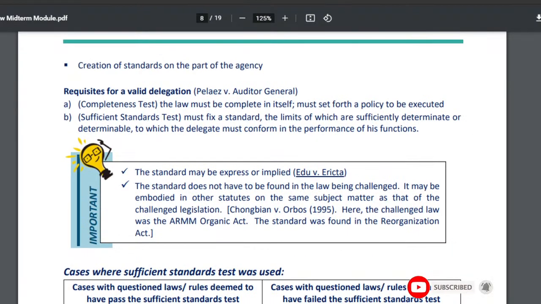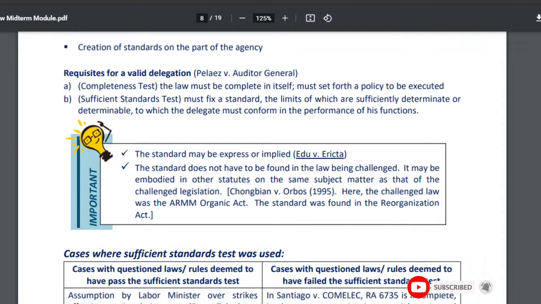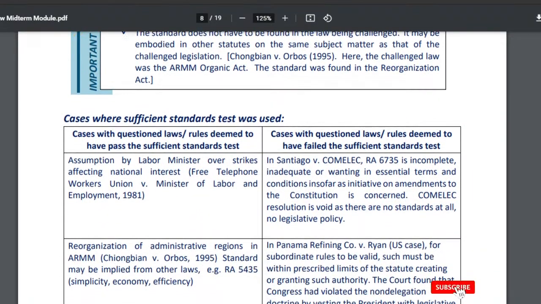Now we have here, standard may be expressed or implied. Again, for example, sa Organic Act, dili man necessary gyud nga kato standard makita lang sa isa ka balaod, because there may be other laws wherein the standards are set there. So, tanaw po ta ubang balaod, related laws, before you can say that the law did not set any standard at all. So, what are the cases where the sufficient standards test was used?